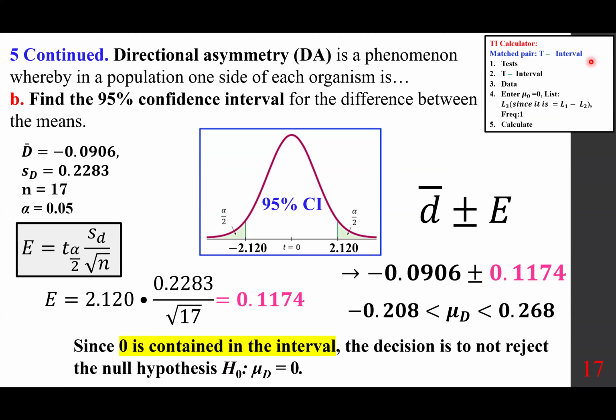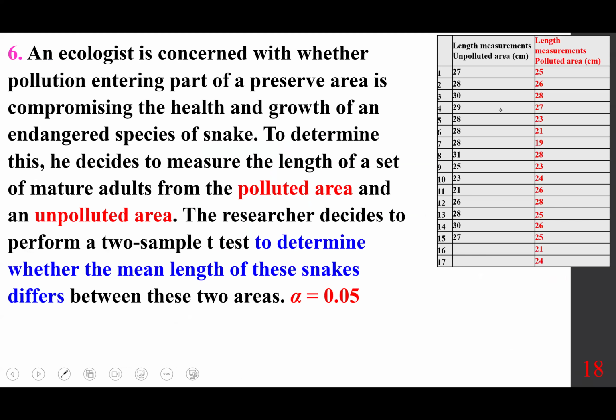Match the T interval, you plug in the values again, and you want L1 minus L2 or L sub 3. So you can do that as well. Having said that, here's the last question.